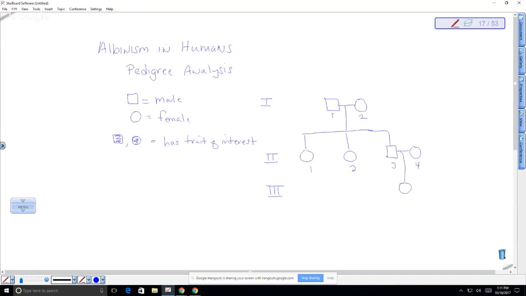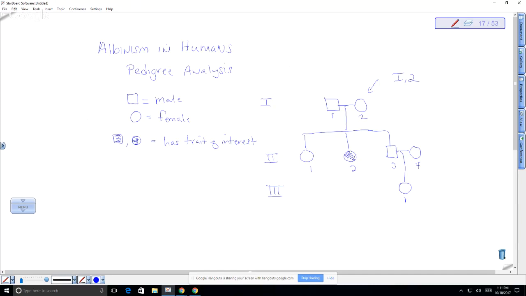Now notice that this individual right here married into the family. So they're not really part of the family, but they married in and they had a child. So we number that one, and then this is number 1. So for example, this individual right here is that designation. That would be generation number 1, individual number 2. Okay. Now at the moment, none of them have albinism drawn in.